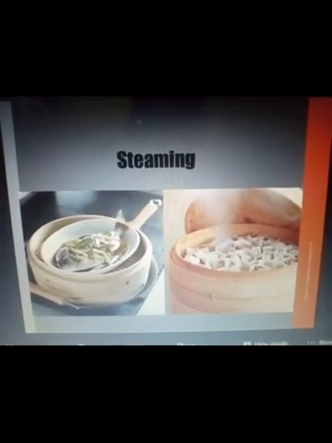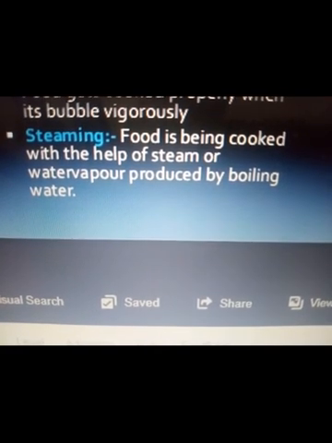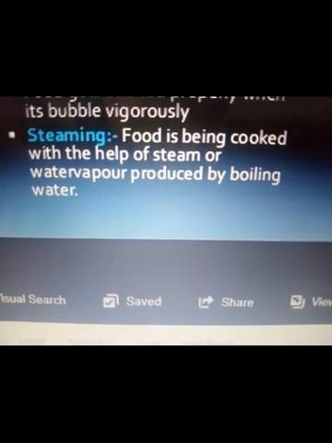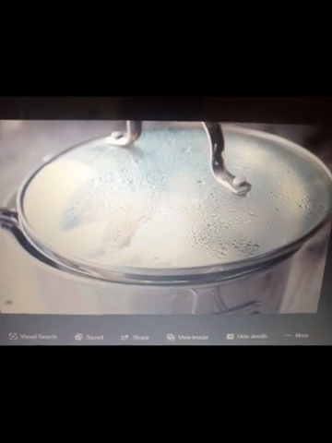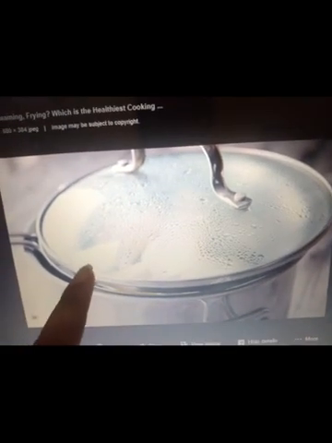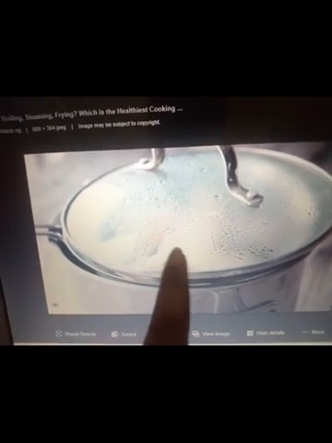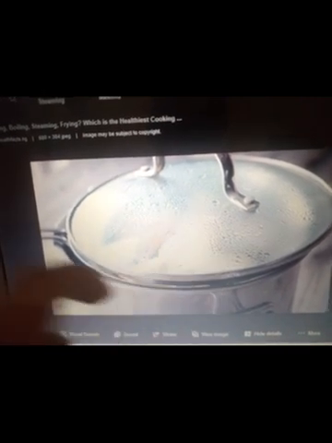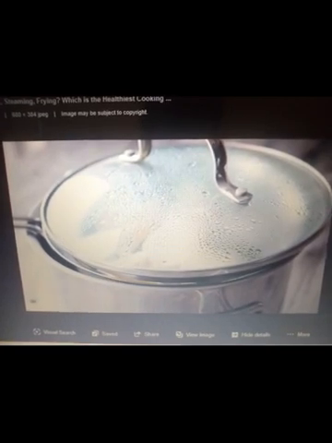Steaming. In steaming, food is cooked with the help of steam or water vapor produced by boiling water. You can see the steam or vapors over the lid of this container. See the moisture, the steam, vapors above the lid of this container. This is what steam is.